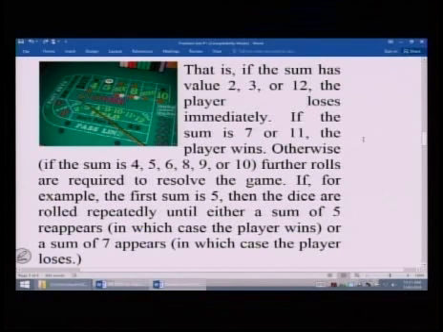Does anybody play this game? The casino? I never played this game, but this looks interesting.